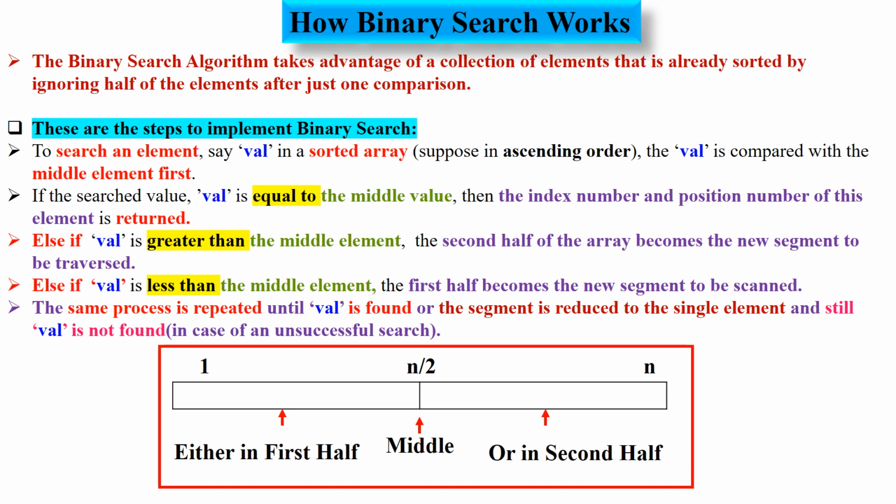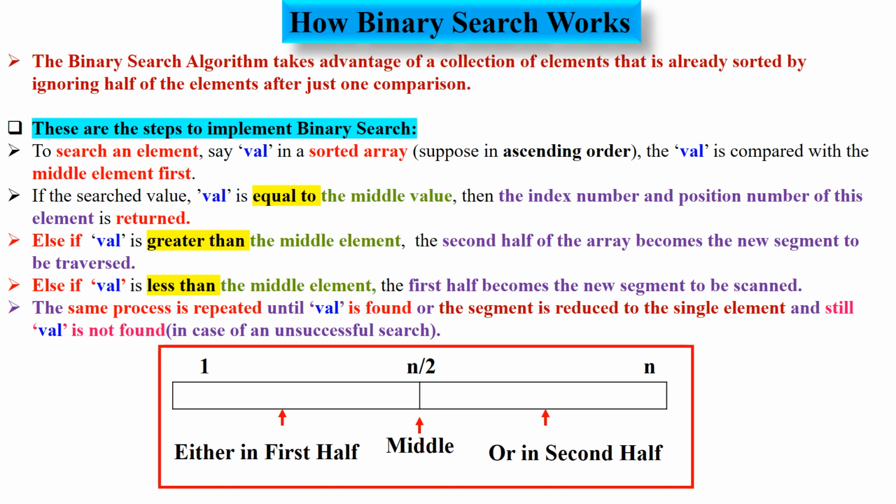Let's see how binary search works. The binary search algorithm takes advantage of a collection of elements that is already sorted by ignoring half of the elements after just one comparison. These are the steps to implement binary search. To search an element, say val, in a sorted array, suppose in ascending order, the val is compared with the middle element first. If the searched value, val, is equal to the middle value, then the index number and position number of this element is returned.